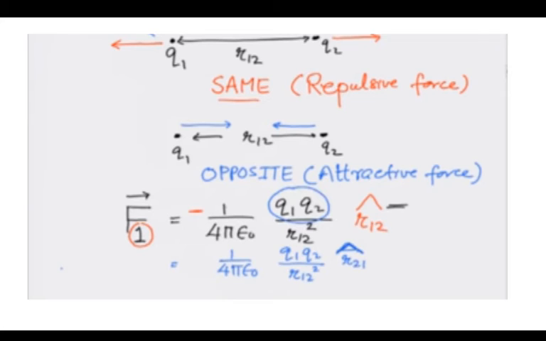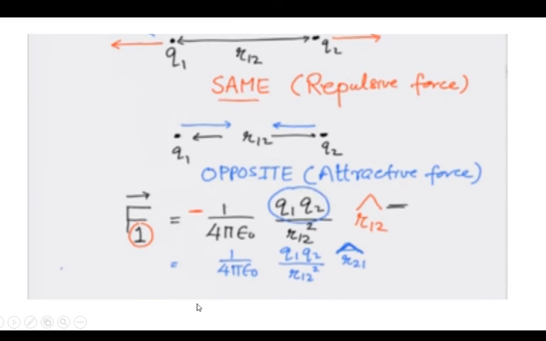Then the equation of the force is 1 upon 4 pi epsilon naught into q1 into q2 divided by r12 squared into r21 cap. Here r12 is the distance from 1 to 2, and r21 is the distance from 2 to 1. In this equation, r12 squared and r21 squared are one and the same, so there is no need to represent r21 separately. It is sufficient to write r12 squared, because these are squares.